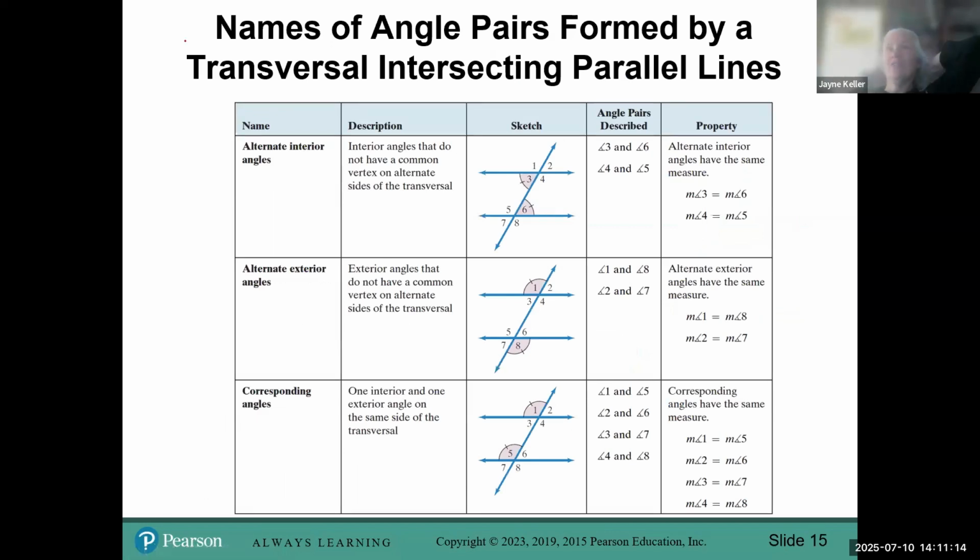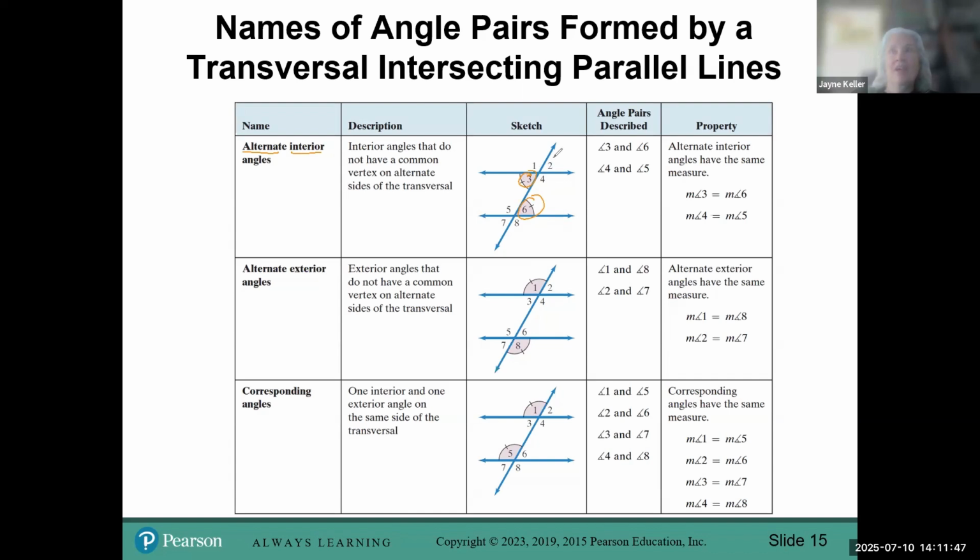So I love this drawing because you can see exactly what it's talking about here. So any two angles that are on the inside of the parallel lines and on opposite sides of the transversal are called alternate interior, because they're on the interior of the parallel lines and they're on alternate sides of the transversal. Okay. And it turns out they have the same measure. So if I know this angle, I also know this angle.